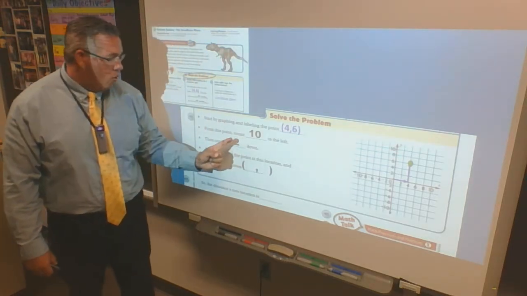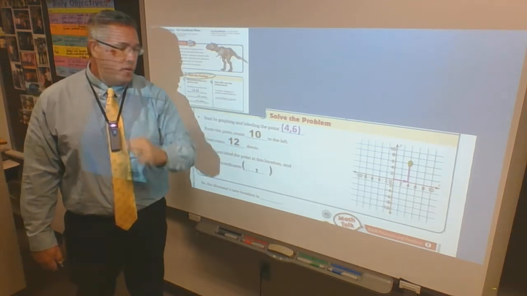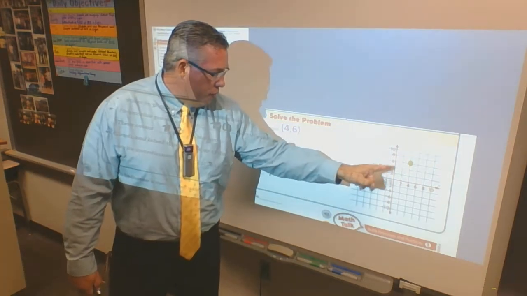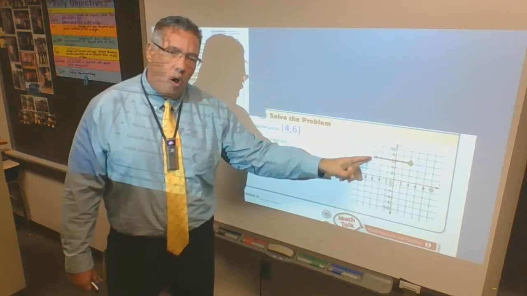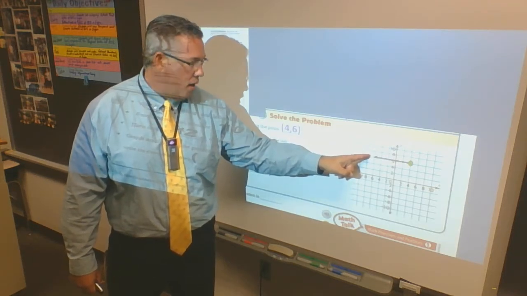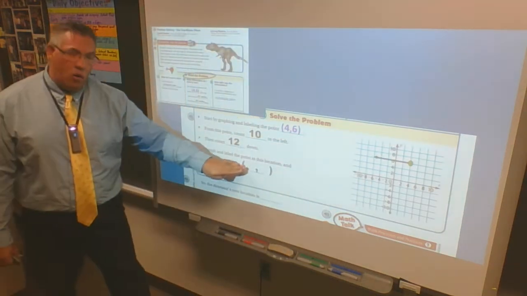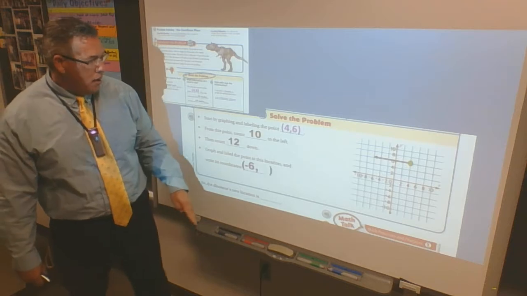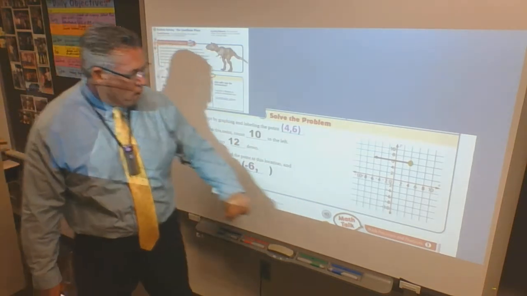Then I'm going to go 10, a value of 10, right? Not 10 boxes, a value of 10 to the left. So I'm going to go straight across. I'm going to count 2, 4, 6, 8, 10, and that's right there. Well, what X point does that line up with? That lines up with -6, right? So in my ordered pair, I'm going to say, well, that's -6. And then I'm going to go down to find my Y. And I go down 12.